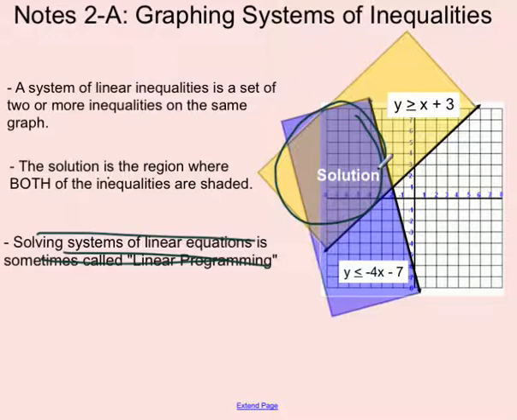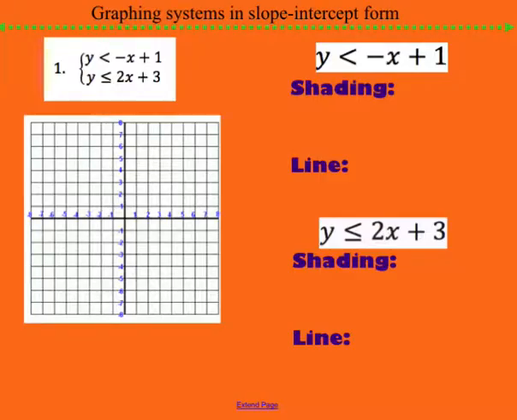So let's take a look at graphing some of these. Sometimes it's really hard to keep track of your shading and your lines, so in that chart there, we're going to keep track of that. So look at this first one. We have y is less than negative x plus 1.